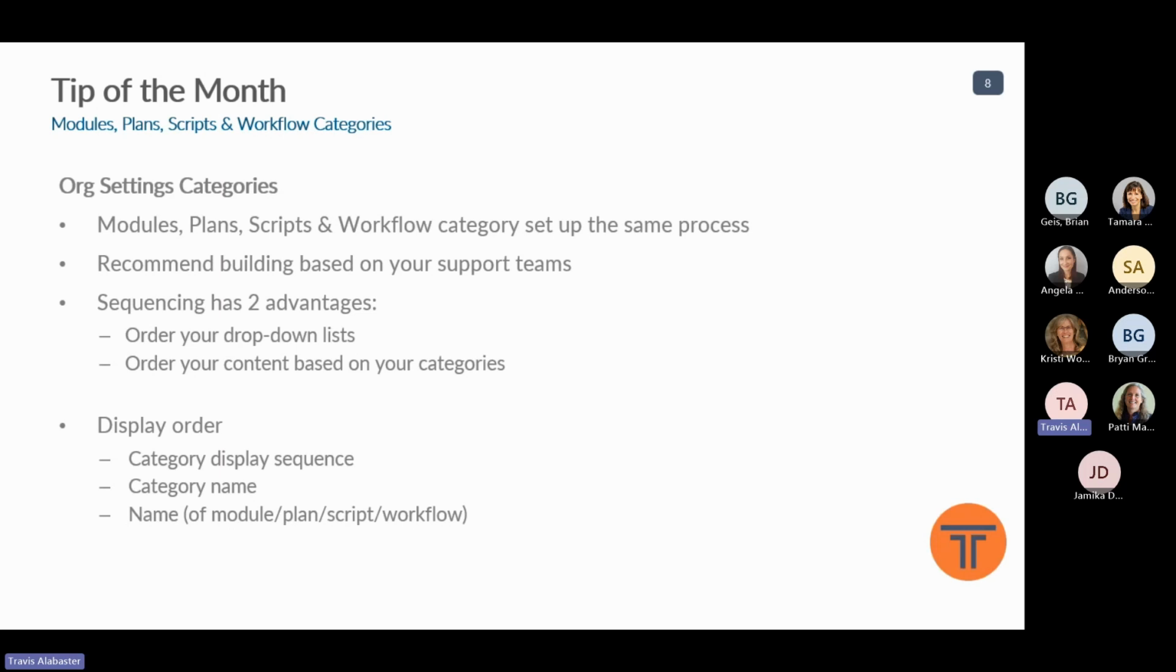And then it's just a note in terms of the display order. So this is the sequence that it actually displays. So it honors the display sequence set in your org settings. Then it follows through to the category name, and then it follows into the name of the actual module, plan, script, or workflow. So I'll be able to go over that in a little bit more detail when we jump into TransIT.